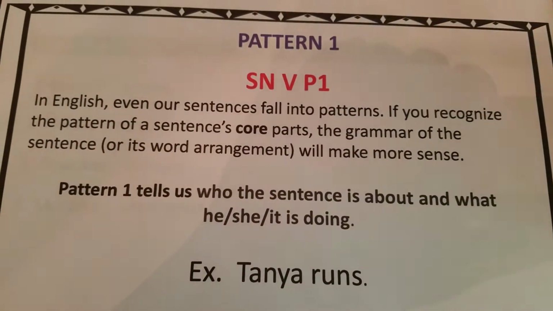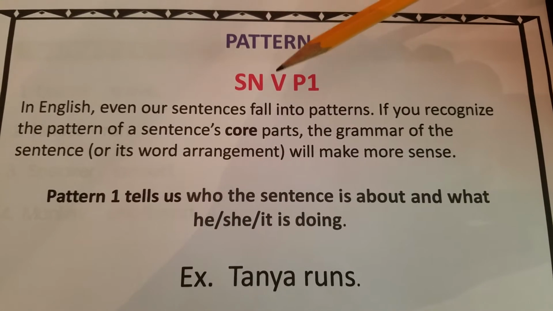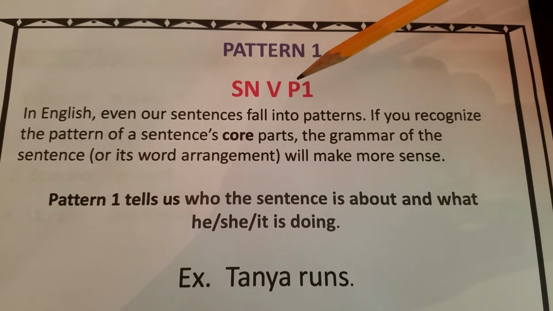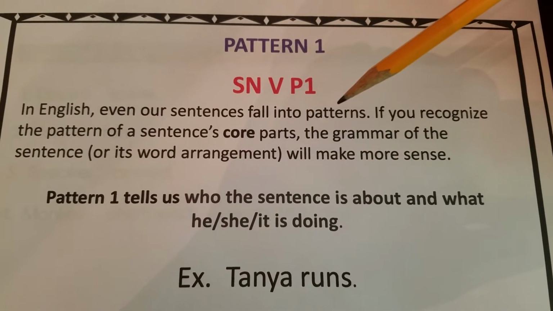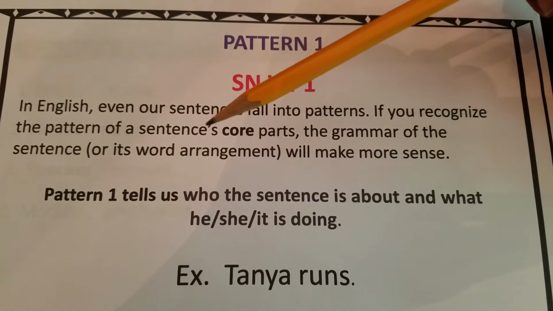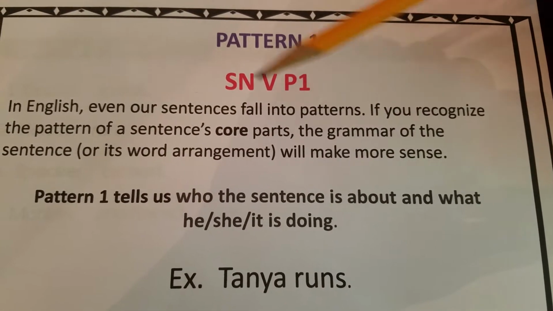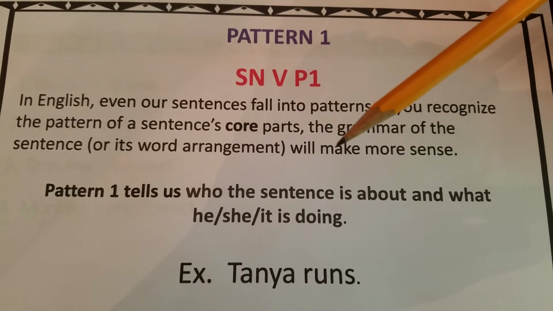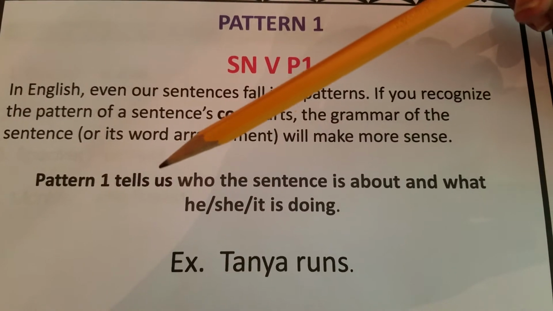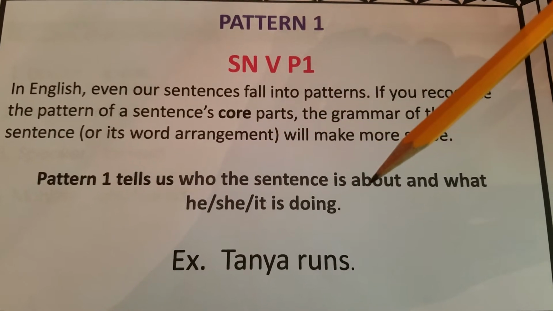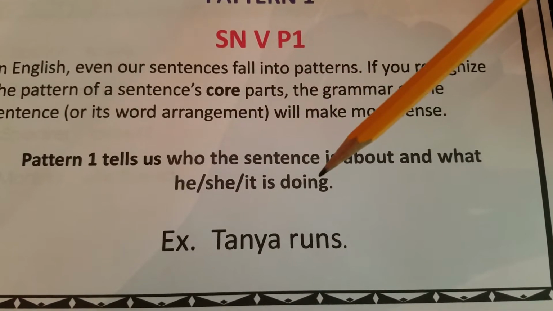For pattern 1, like I said, this video is about pattern 1. The pattern 1 sentence is subject, noun, verb. In English, all of our sentences fall into patterns. If you recognize the pattern of a sentence's core parts, which is subject, noun, verb, the grammar of the sentence or its word arrangement will make more sense. So just remember, pattern 1 is always going to tell us who the sentence is about and what he or she or it is doing.